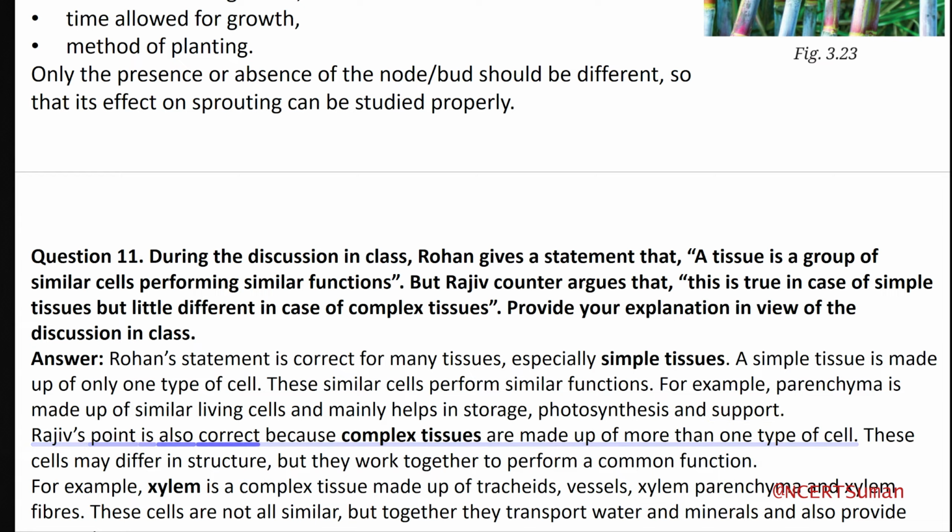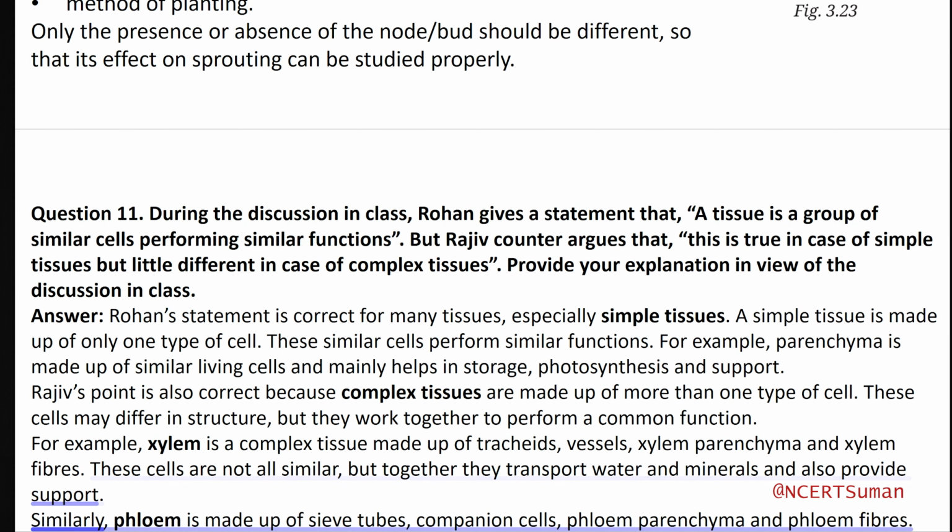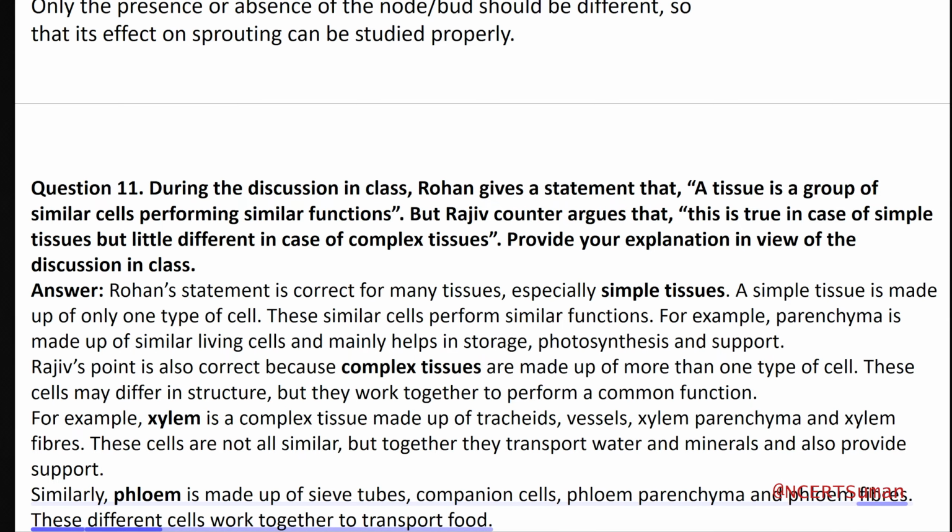Rajiv's point is also correct because complex tissues are made up of more than one type of cell. These cells may differ in structure, but they work together to perform a common function. For example, xylem is a complex tissue made up of tracheids, vessels, xylem parenchyma, and xylem fibers. These cells are not all similar, but together they transport water and minerals and also provide support. Similarly, phloem is made up of sieve tubes, companion cells, phloem parenchyma, and phloem fibers. These different cells work together to transport food.